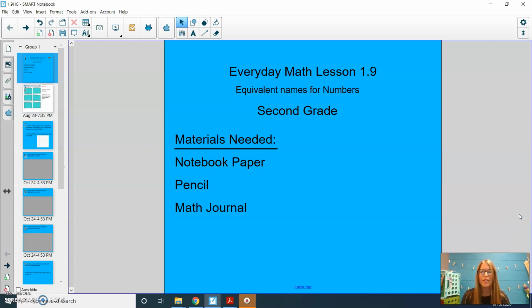Boys and girls. Welcome to Everyday Math Lesson 1.9, Equivalent Names for Numbers. The materials that you'll need: notebook paper, pencil, and math journal.